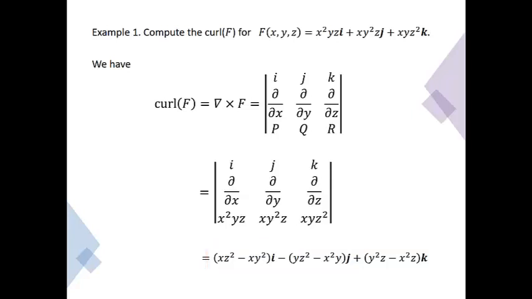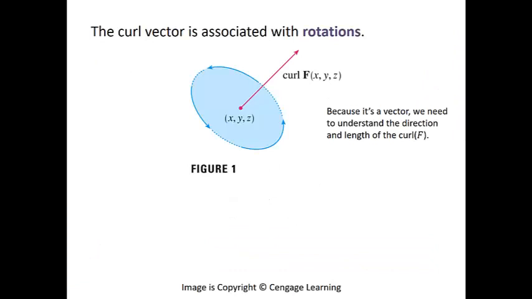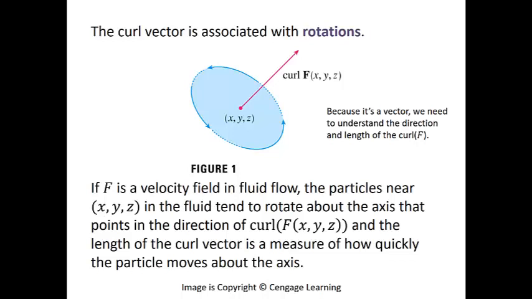Great. Now, as you might have guessed, the curl vector is associated with rotations. That's how it's named. And because it's a vector, we need to understand what the direction and the length of the curl of F is telling us. So if F is a velocity field in fluid flow, then the particles near the point XYZ in the fluid tend to rotate about the axis that points in the direction of the curl of F. And the length of the curl vector is a measure of how quickly the particle moves about the axis.